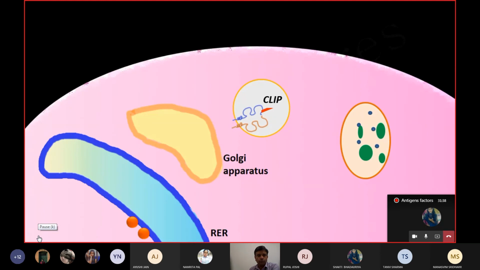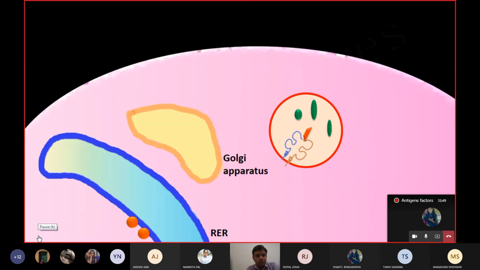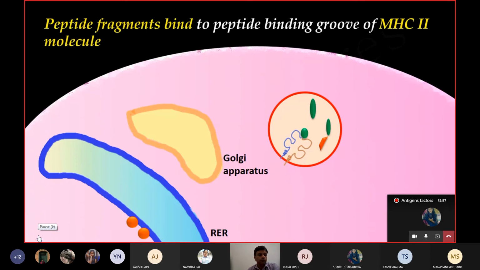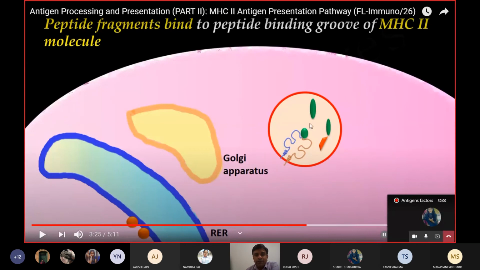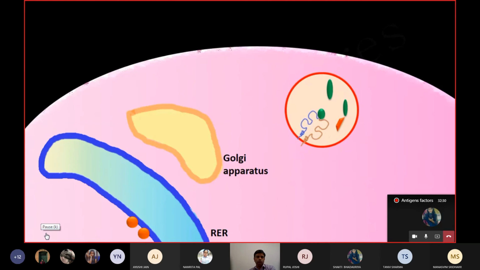In the next step, this vesicle containing MHC2 molecule bound to the CLIP fuses with the vesicle containing peptide fragments of internalized antigen. The peptide fragments displace the CLIP and bind to the peptide binding groove. Students, now you can see that the smaller peptides of that antigen, only they can get loaded onto this MHC molecule. This is the most important point here. These peptides are 11 to 15 amino acids long. The newly formed MHC2 peptide complex is transported to cell surface.